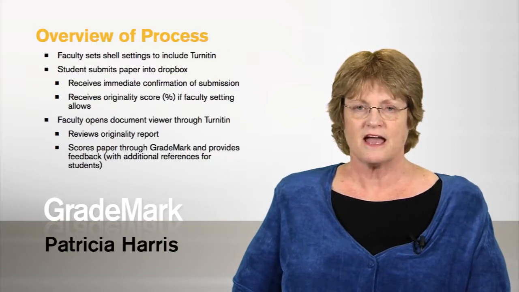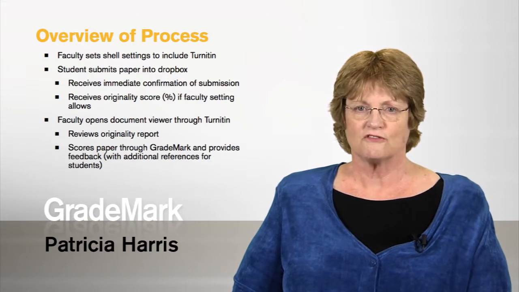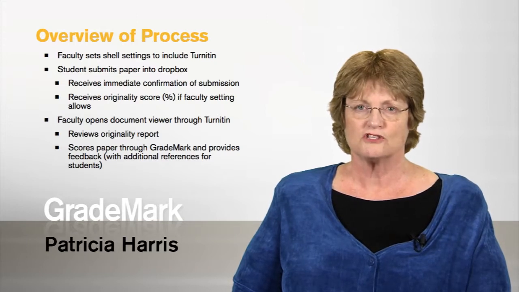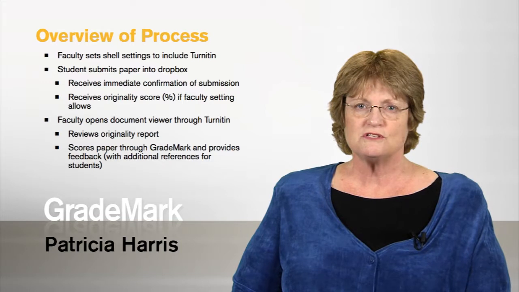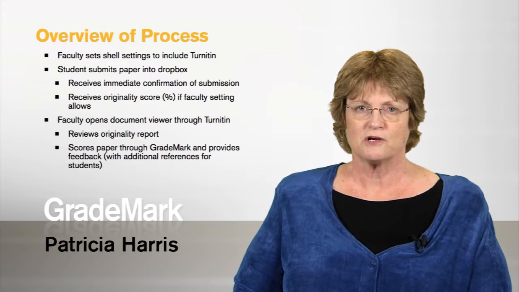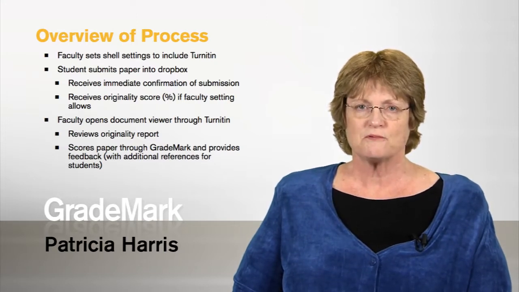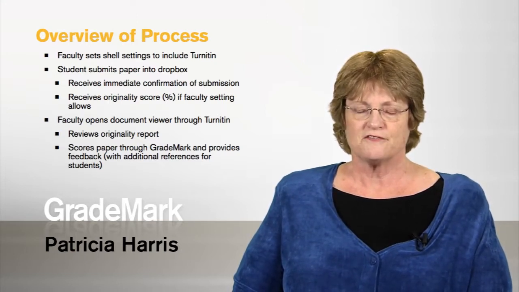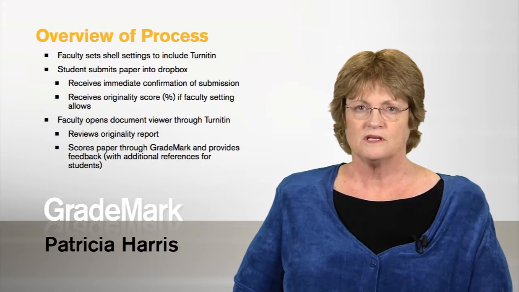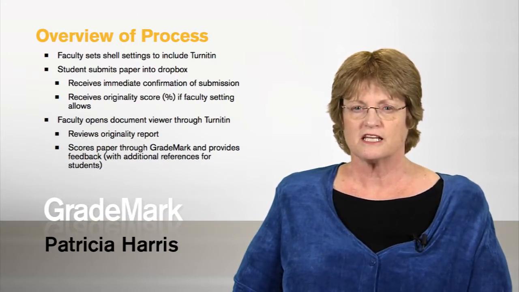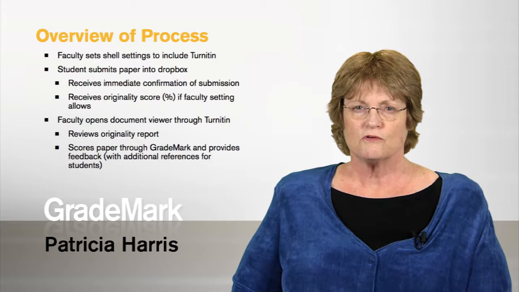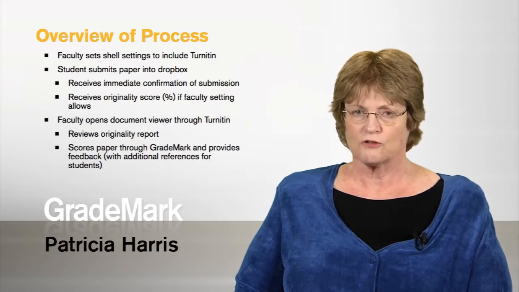Let me just spend a minute on the process that students and faculty go through. When the faculty sets up the course shell, they provide settings that will include Turnitin and GradeMark. When the student submits the paper into the Dropbox, he or she receives immediate confirmation that the paper has been submitted. Then once the paper is received, they receive an originality score or a percent score if the faculty setting allows them to do that. When the faculty is ready to grade, they open the document through Turnitin on a document viewer setting, review the originality report, and then begin to score the paper through GradeMark.